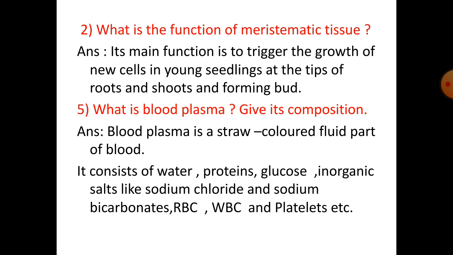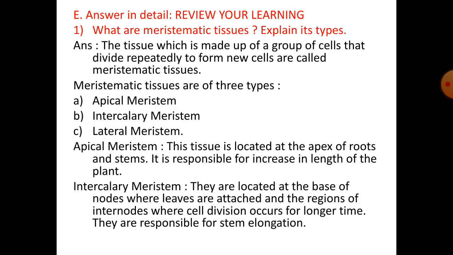Number 3. Classify permanent tissue with the help of flowchart that we have discussed later. Number 4. Name the 3 types of epithelial tissue. We had already discussed this answer with our at-length questions. Question number 5. What is blood plasma? Give its composition. Blood plasma is a straw-colored fluid part of blood. It consists of water, proteins, glucose, inorganic salts like sodium chloride and sodium bicarbonates, RBC, WBC, platelets, etc.